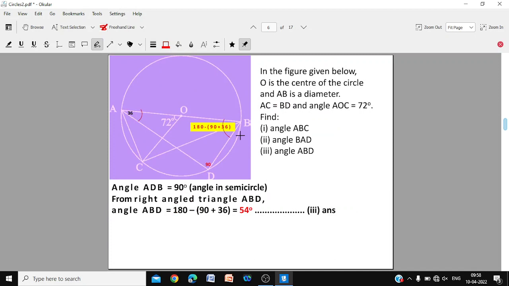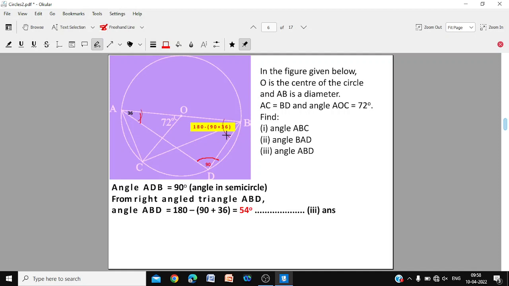Now see here, angle ADB is 90 degrees. Why? Because AB is a diameter and this is angle in a semicircle. This angle we already found to be 36 degrees. So what must be the third angle? In a triangle, the sum of the angles must be 180 degrees. If this is 90, the other two together must be 90.